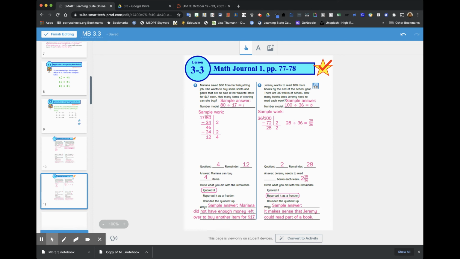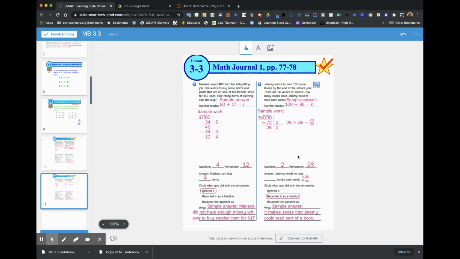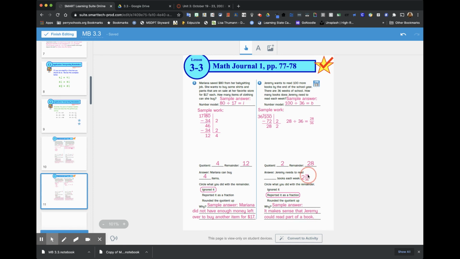And then Jeremy with those books. So he's going to do 100 books divided by 36 weeks. And they just did the division here. 100 divided by 36 is 2. And then we have 28 left over, which is 28 books divided by 36. So you'll see that the quotient is 2 with a remainder of 28. Jeremy needs to read 2 and 28/36 books. So we're going to report as a fraction because it makes sense. It's logical. Jeremy can read part of a book. So each week he needs to read 2 books plus 28/36 of a book. So he needs to read almost 3 books there. But we're not going to round it up. We're just going to do a fraction there.